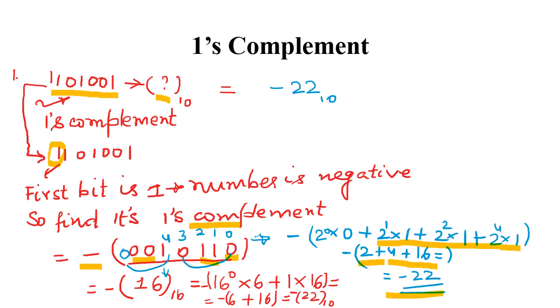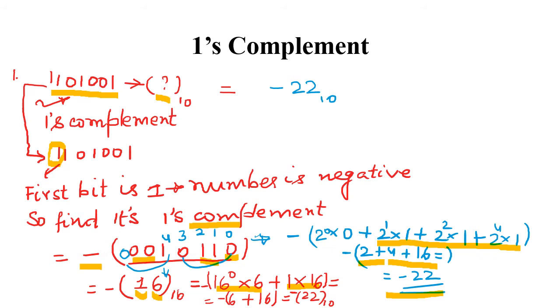Alternatively, you can convert the binary value to a hexadecimal value and convert from hexadecimal to decimal. 0110 is equivalent to 6 and 0001 is equivalent to 1. Now, 16 to the power 0 into 6, plus 1 into 16. Any number raised to the power 0 is 1.